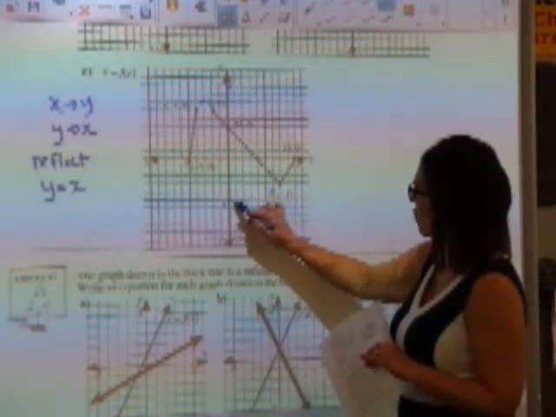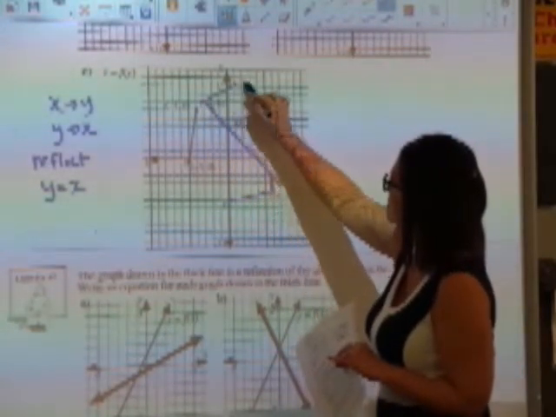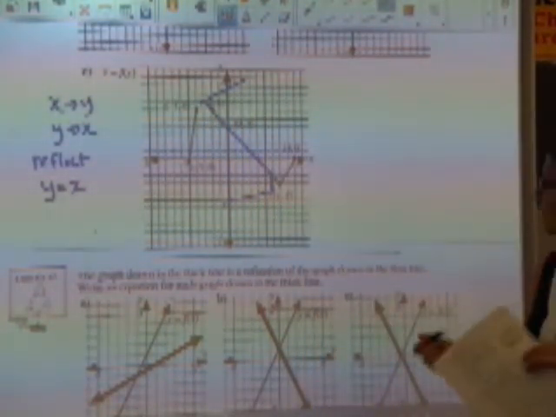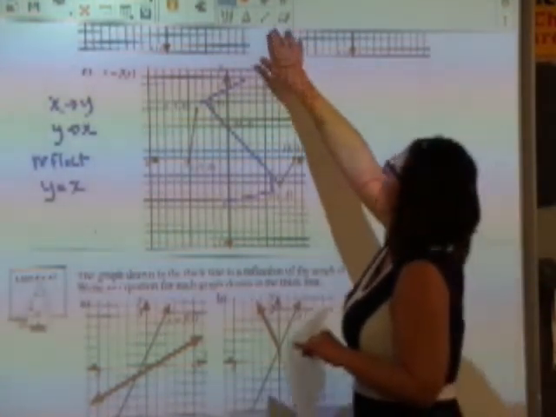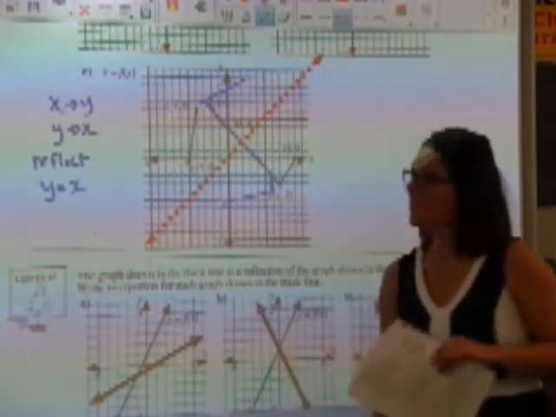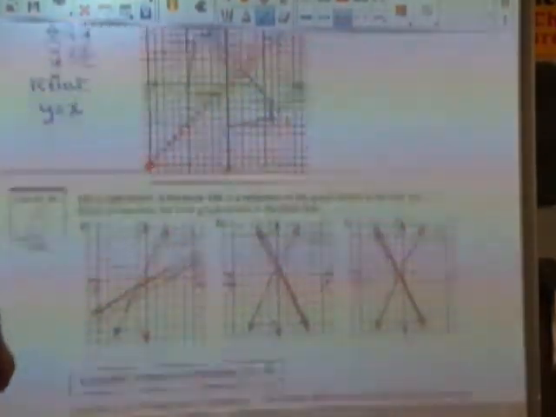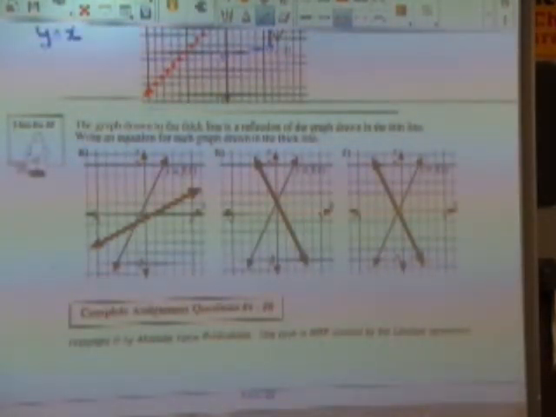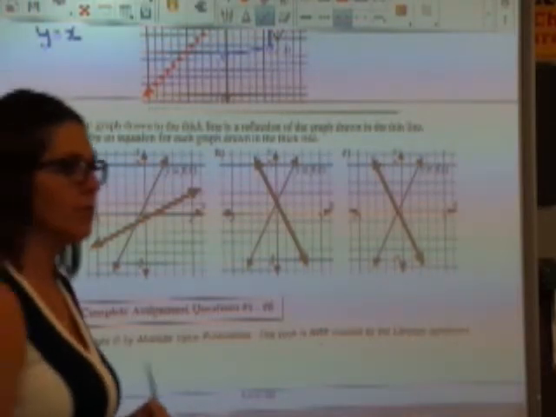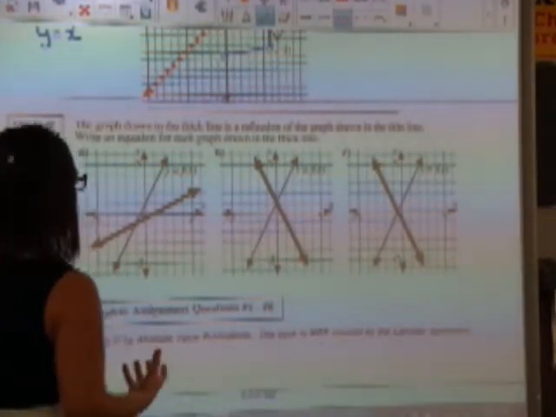So then when I join these points, that's what I get for my graph. And if I draw my reflection line, does it look like I've reflected the graph in that line? Yes. Okay? So class example number 2 gives you graphs. And it tells you that the thick graph is a reflection of the thin graph. So what you have to do is write an equation for each graph.